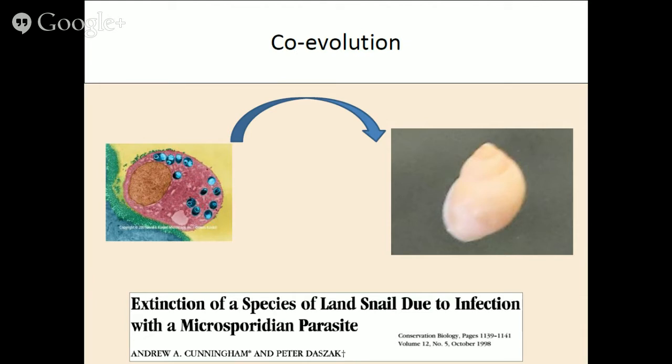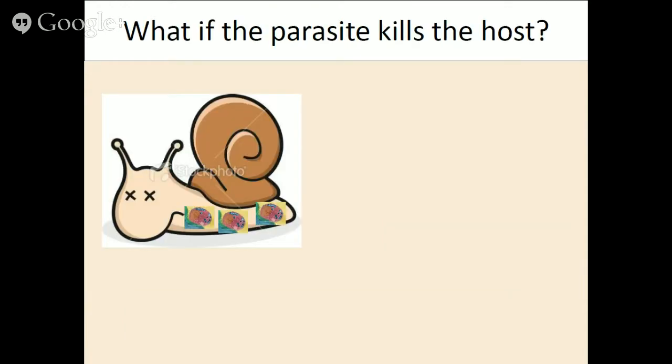This example is of a Microsporidium parasite of one snail, but the population of the snail was reduced by other factors, including habitat loss and pollution. So high levels of Microsporidium drove the host species to extinction. But this is an unusual case. Because what happens if the parasite kills the host?